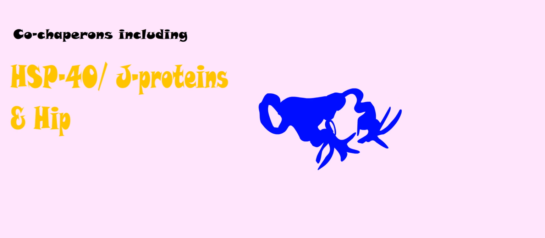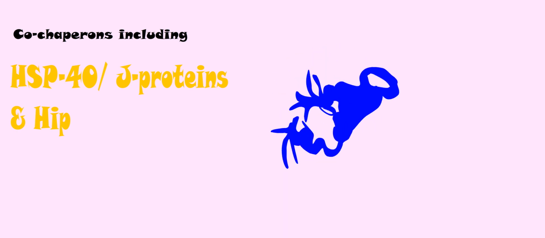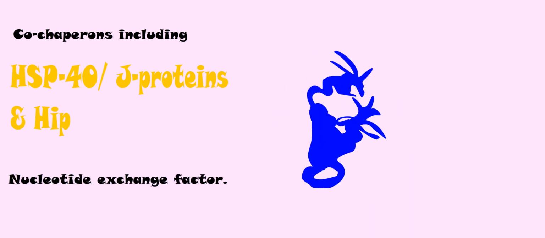The HSP-70 chaperone system constitutes other essential factors, co-chaperones such as HSP-40, J proteins and HIP, which aid in HSP-70 function, and nucleotide exchange factors. The HSP-70 class of chaperone contains two major domains: the N-terminal ATPase domain that binds to ATP and hydrolyzes it to ADP. The exchange of ATP drives conformational changes in the other domain.